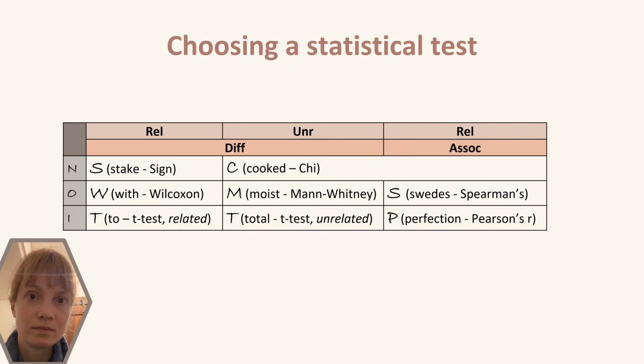In the exam, you will be given a scenario and you have to figure out the 3 Ds and then decide which test would be appropriate to use. It can be really helpful to just quickly jot down this table. So if you use a mnemonic like "stay cooked with moist sweets to total perfection," just write that down in this way, as you can see here. It won't take you long and it will really help you make the right decision.